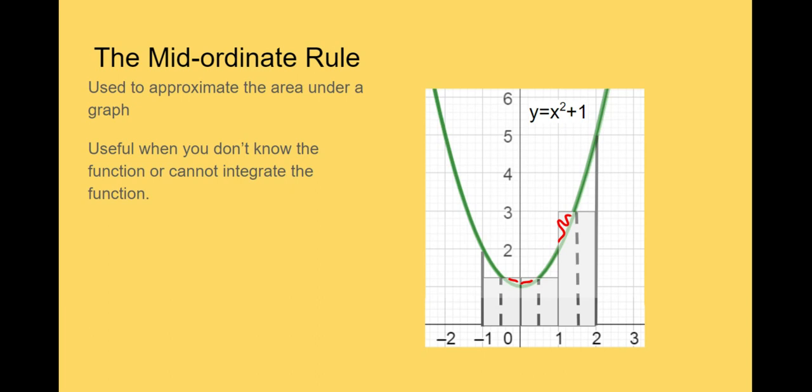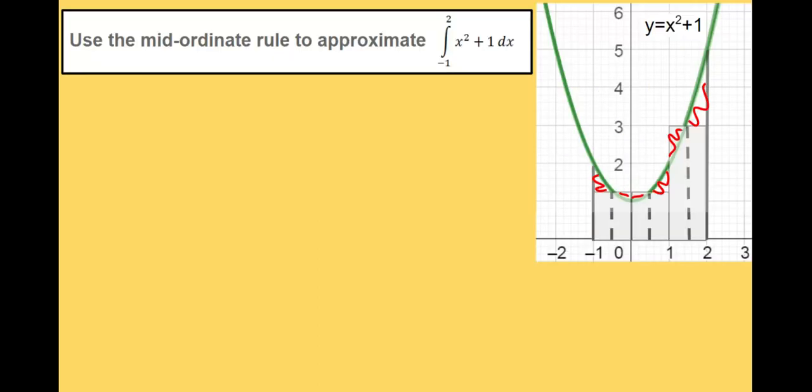But this is compensated by the fact that there's also some area that's under the graph but isn't included in the rectangle for each strip. And so this minimizes the error and gives us a good approximation. Okay, let's use this rule to approximate the area under the graph of the function that we've got in the example.